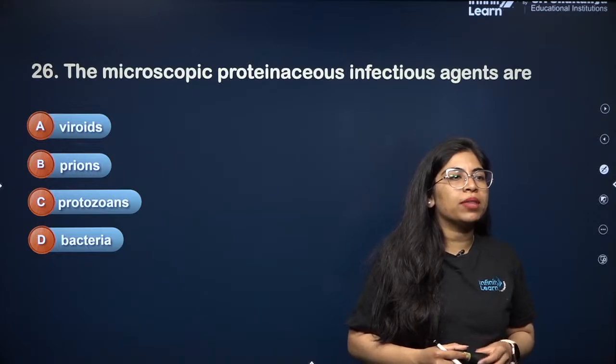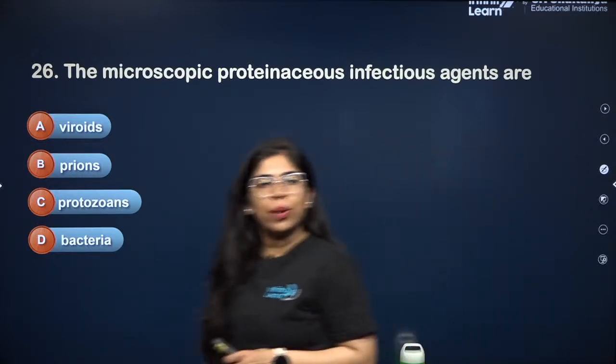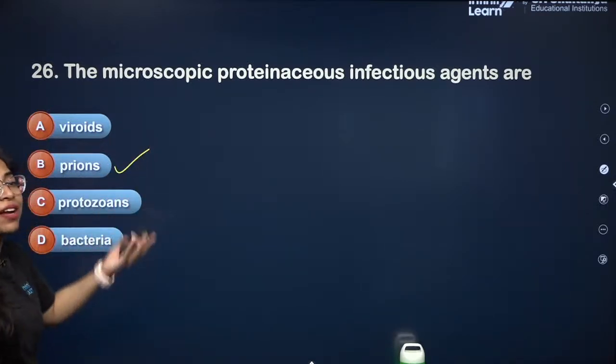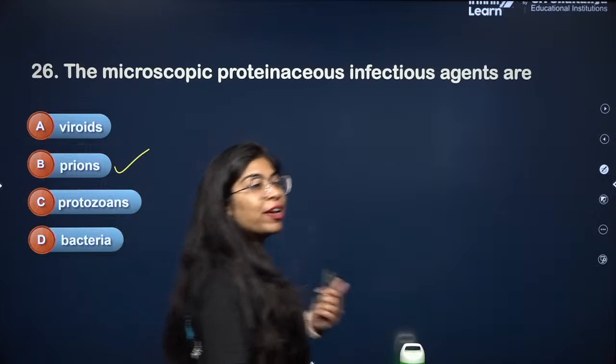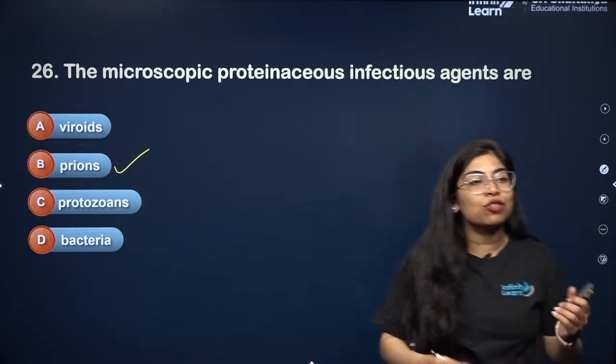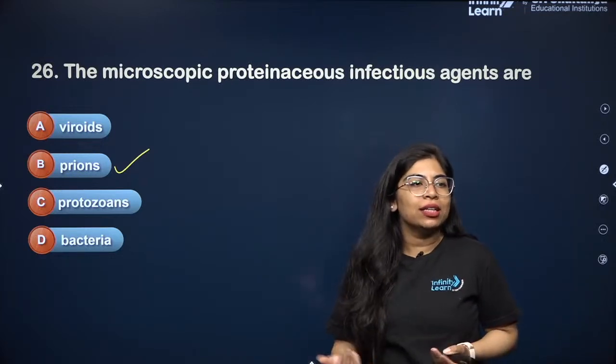Aishwarya, what about it? Mamtha, what about it? Very good, Rahul. Very good, Mamtha. The answer to this is prions. Everyone, we know that prions are infectious proteins. Very good, Aishwarya. They are infectious proteins which are abnormally folded.